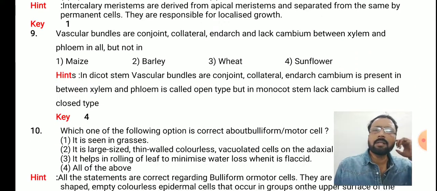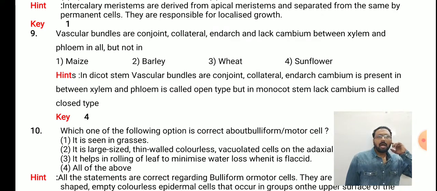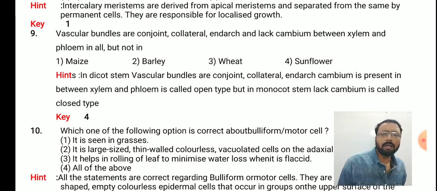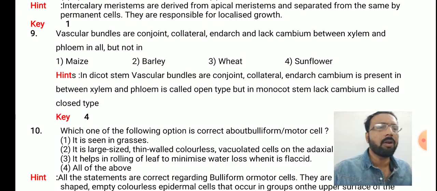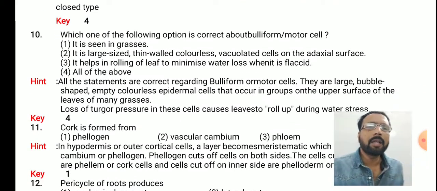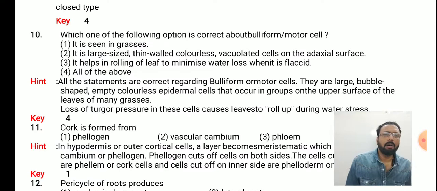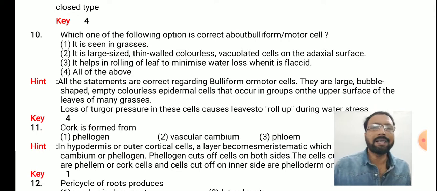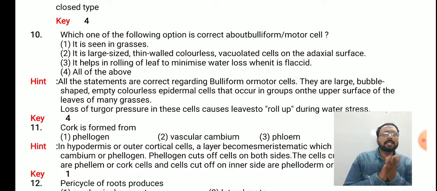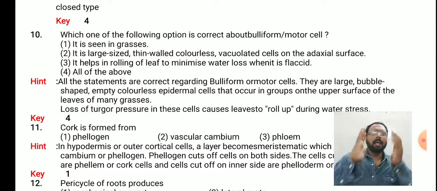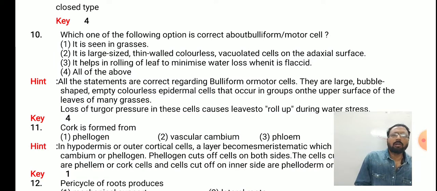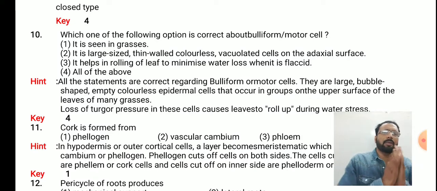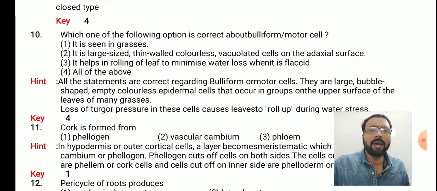Then ninth question: vascular bundles are conjoint, collateral, endarch and lack cambium between xylem and phloem in all but not in which? Maize is a monocot, barley is a monocot, wheat is a monocot, sunflower is a dicot. So the answer is the fourth option. Then tenth question: which of the following options is correct about bulliform or motor cells? Bulliform or motor cells are seen in grasses, which are monocots. They are large, thin-walled, colorless, vacuolated cells on the adaxial surface. Clearly, that is a bulliform cell. It helps in rolling of the leaves to minimize water loss when they are flaccid. What a beautiful option. So that is why the fourth option is correct.